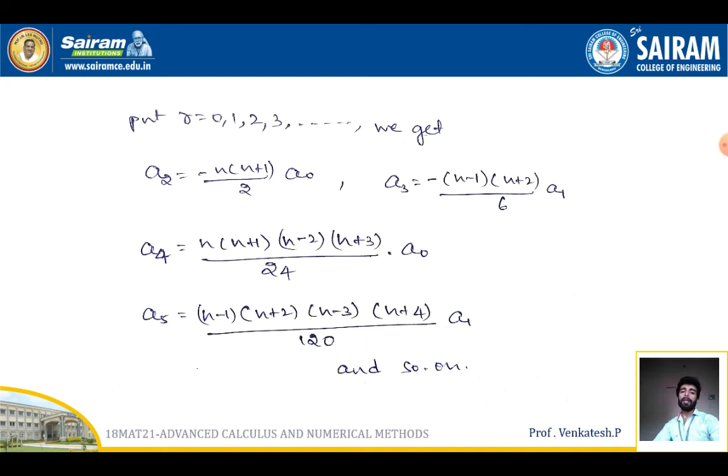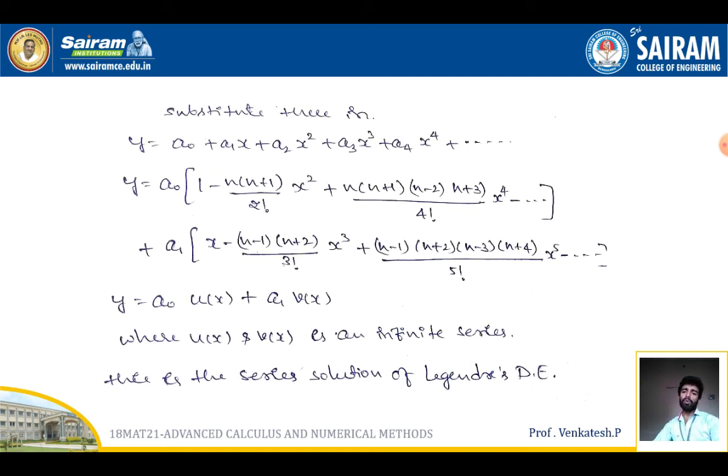Now I'm going to replace all these constants in the y equation. First let me expand the summation y. y is equal to a naught plus a1 x plus a2 x square plus a3 x cube plus a4 x power 4 and so on. If I replace all the constants like a2, a3, a4 in the equation, taking the common factor of all a naught and all a1, and grouping all the remaining terms on one side, I will get y is equal to a naught times u of x, grouping all these terms as u of x, plus a1 times v of x, grouping all these terms as v of x.